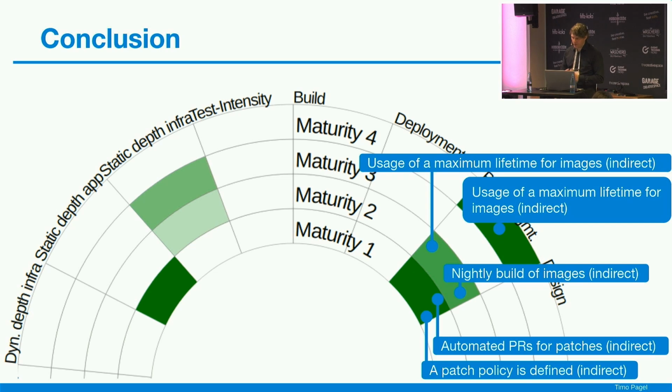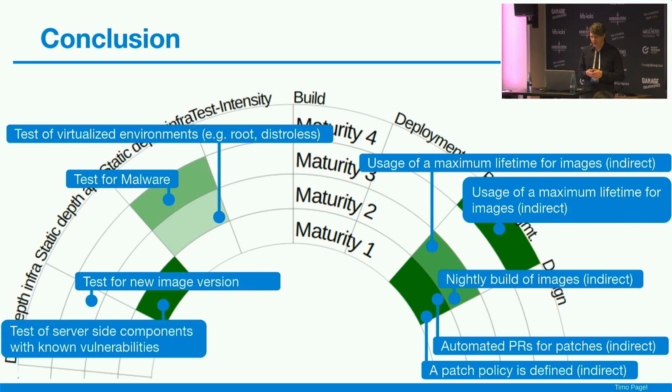We get maximum lifetime for build for images. This is the DevSecOps maturity model with multiple maturity levels, 1 to 4 currently. A fifth one will be added very soon, and then you have different dimensions here. And in these dimensions, we get in patch management on the right, for example, these maximum lifetime. Nightly build of images, indirect, automated PRs for patches, indirect, because developers, after you implemented this, will want to have automatic patches. And they will have a patch policy defined. In testing, you get all the different tests we discussed.